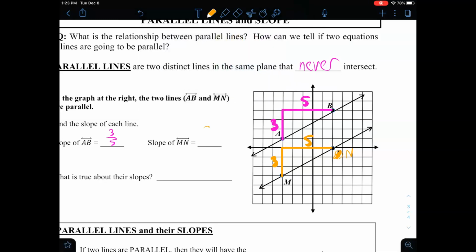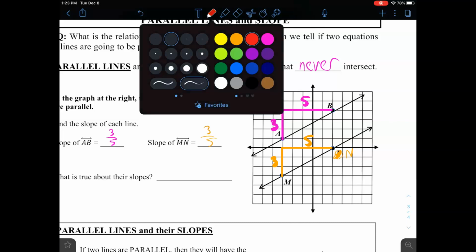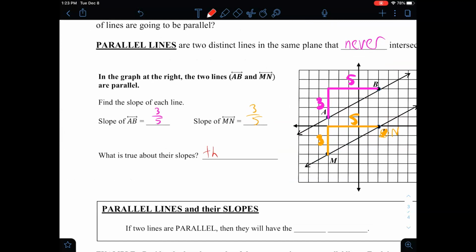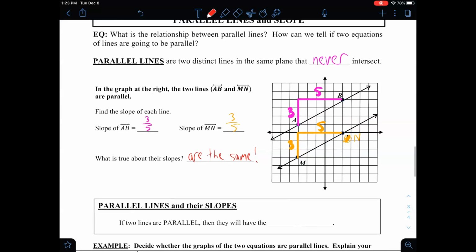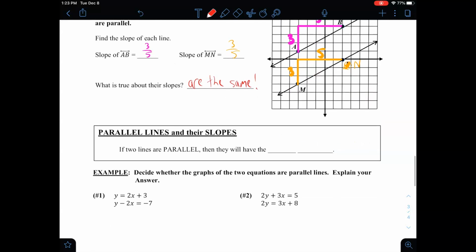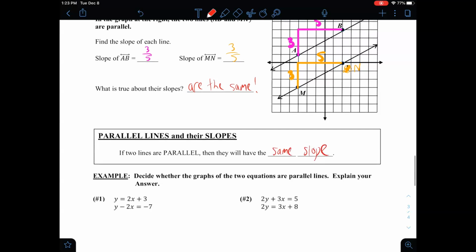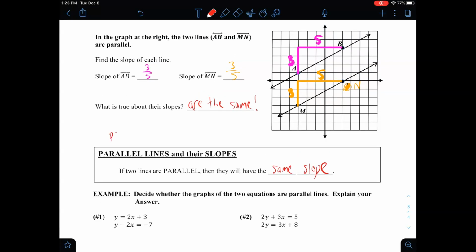So it looks like the trick of parallel lines is that their slopes are the same. Slopes of parallel lines are the same. If two lines are parallel, then they will have the same slope. And here are some parallel symbols in case you see parallel lines. Parallel symbols are two vertical lines or two slanted lines like this.